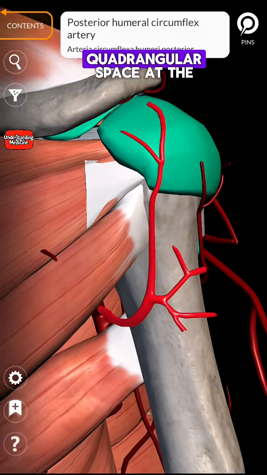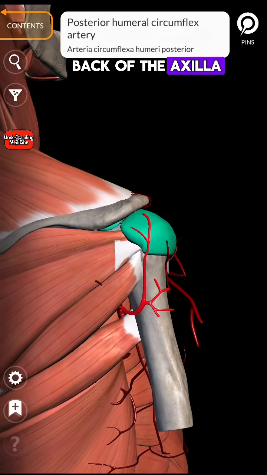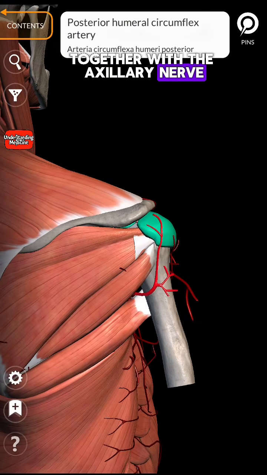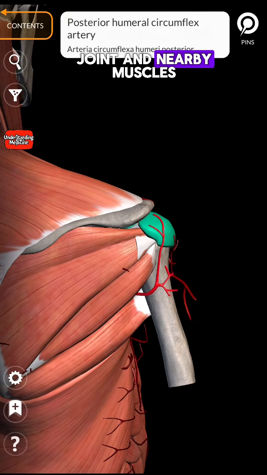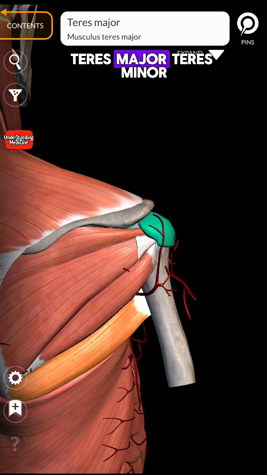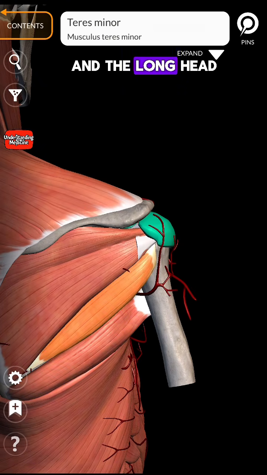It travels through the quadrangular space at the back of the axilla, together with the axillary nerve. It supplies the shoulder joint and nearby muscles like the deltoid, teres major, teres minor, and the long head of the triceps.